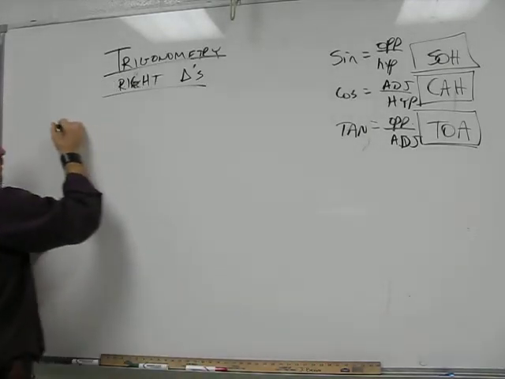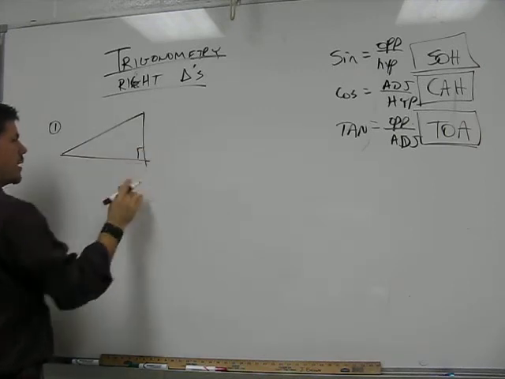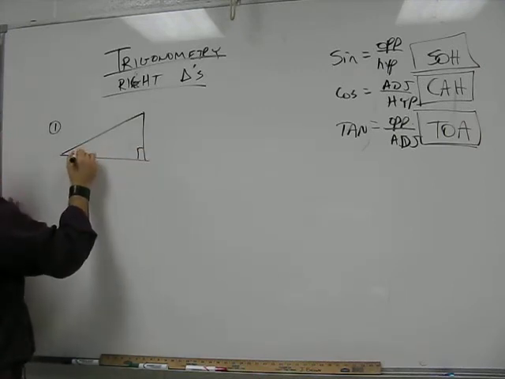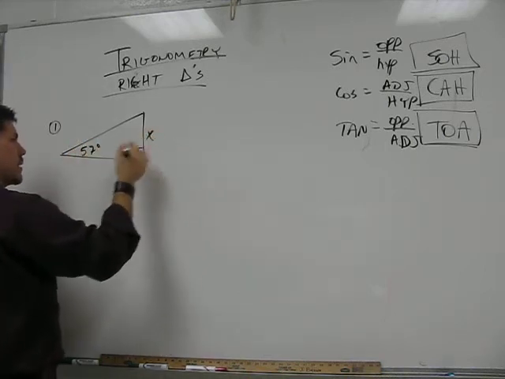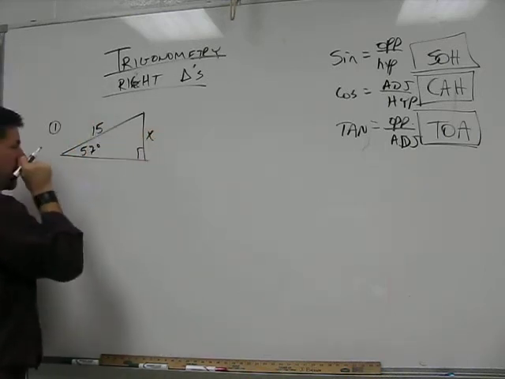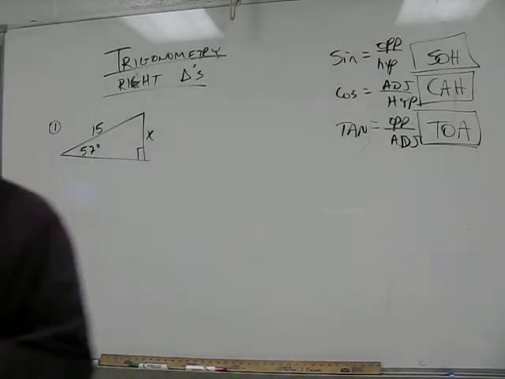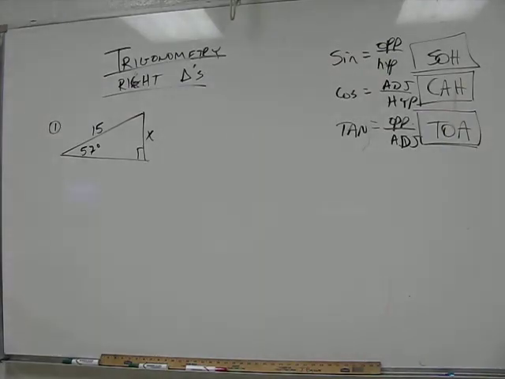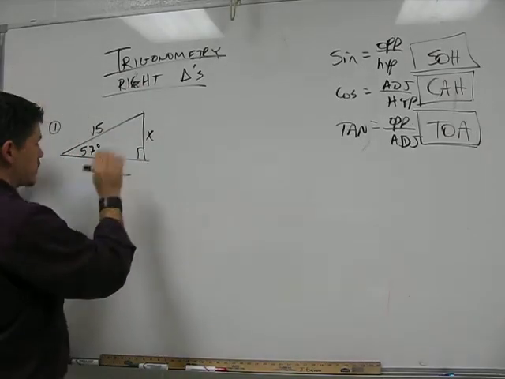Alright, so example number 1, here we go. You got a right triangle. With this being a right triangle, I'm going to put a 57 degrees here. I'm going to put an X here. And I'm going to put a 15. Now, with that being said, I'm going to pause for just a second. And I'm back.